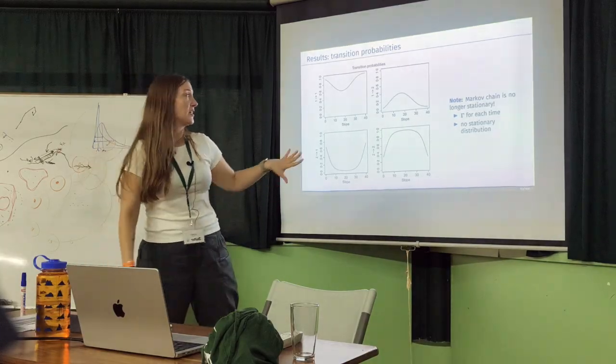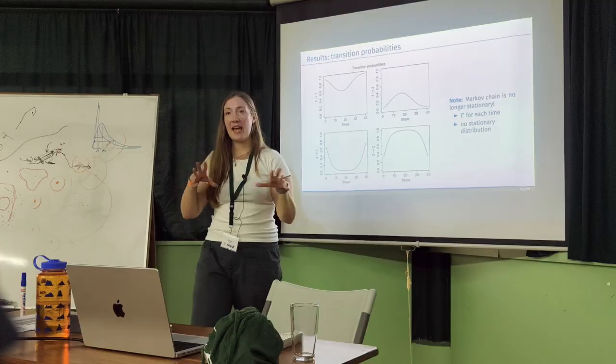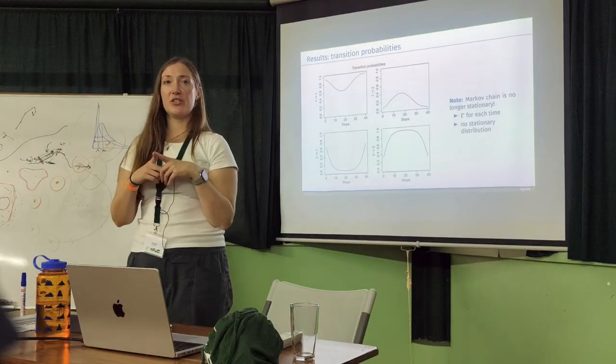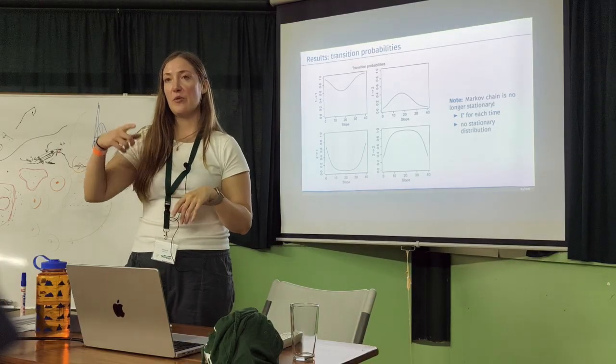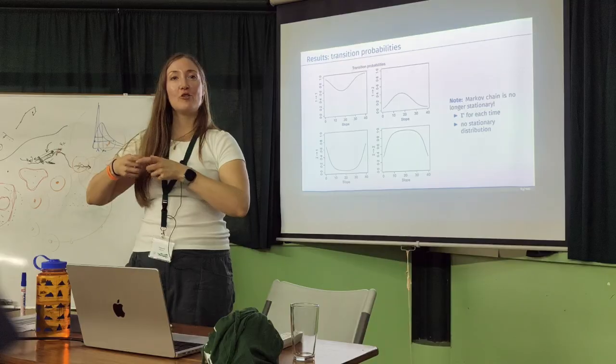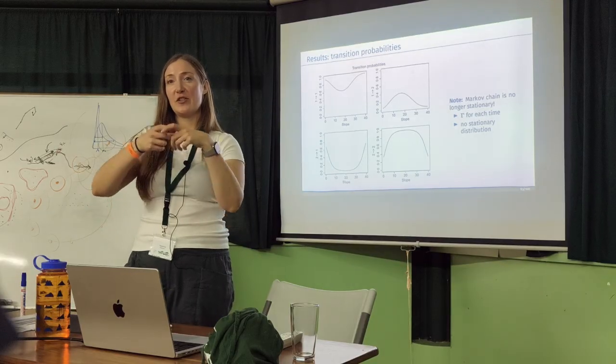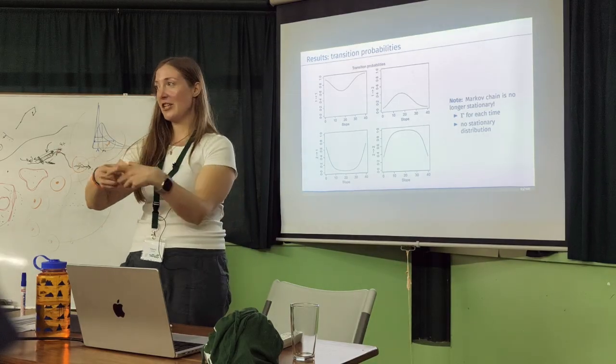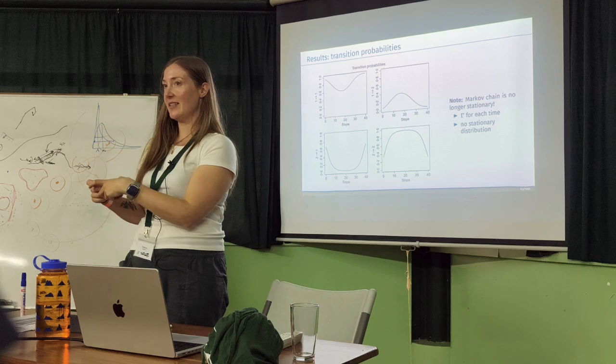One thing to note here is that the Markov chain is no longer stationary. We can't get that stationary distribution that we were just talking about. So now we don't just get a single transition probability matrix. We get a transition probability matrix for each time step that's dependent on the covariates at that time step.